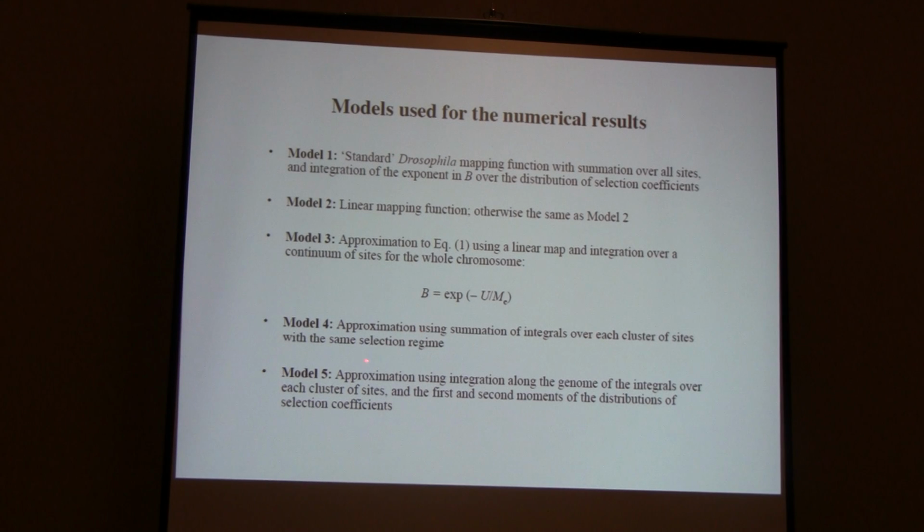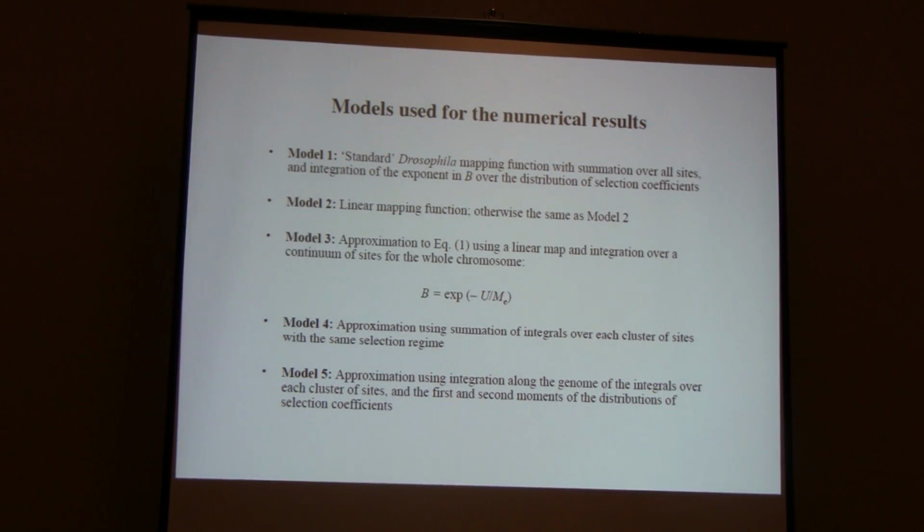Model 4 involves an approximation which integrates over each cluster of sites along the whole chromosome for the same selection regime and then adding up the effects of each site. So it should be more accurate than this model because we're not just smearing everything along the whole chromosome, but we're actually considering each cluster of sites separately, but then we're integrating over the distribution of selection effect.